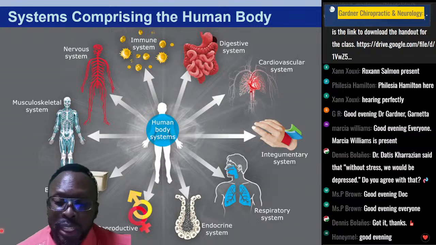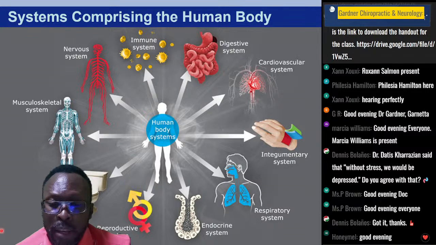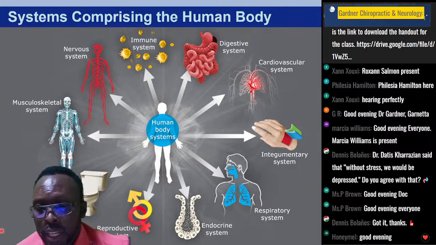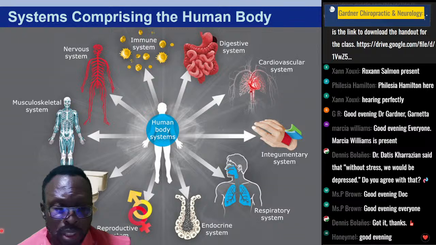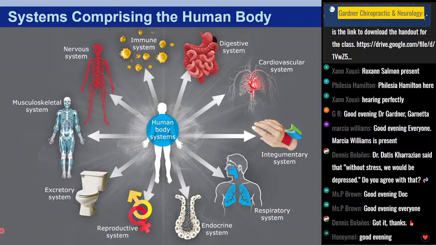So when you look at it, you see you have the immune system, the endocrine system, the respiratory system, digestive system, musculoskeletal system. I'm going to try to see if I can remove my image here. Integumentary system, respiratory system, reproductive, excretory, musculoskeletal, and nervous system. These are the systems of our bodies.